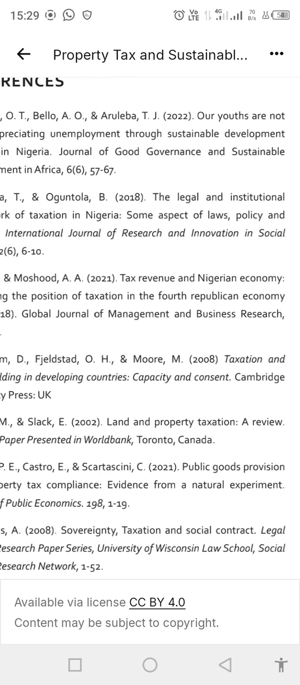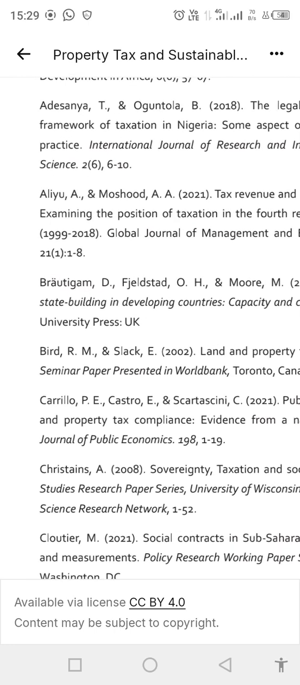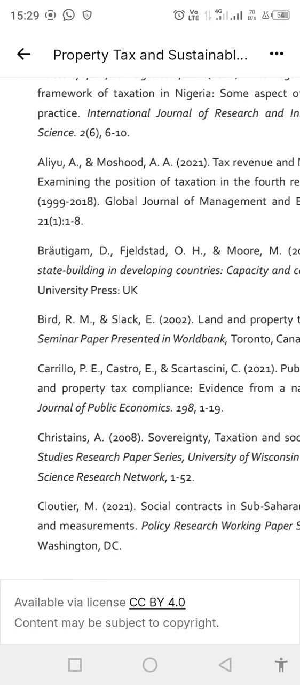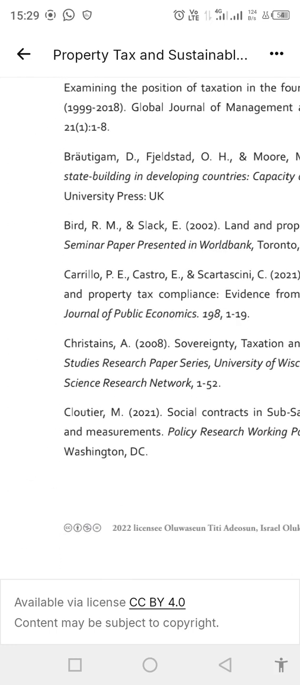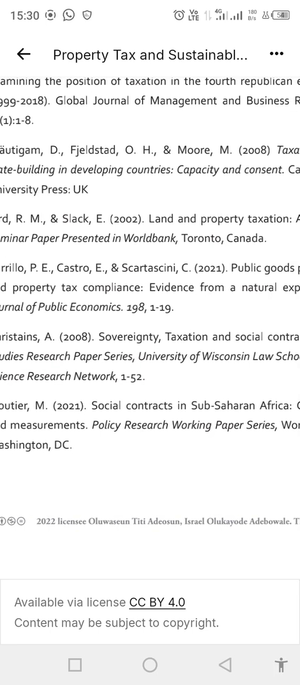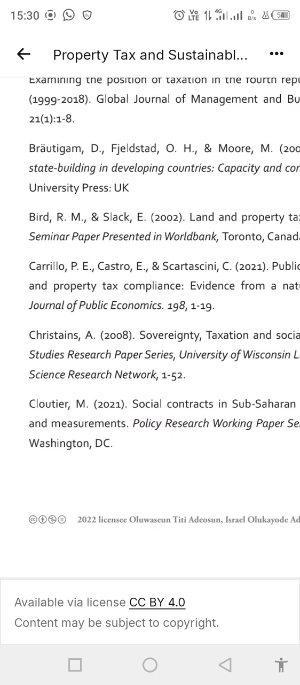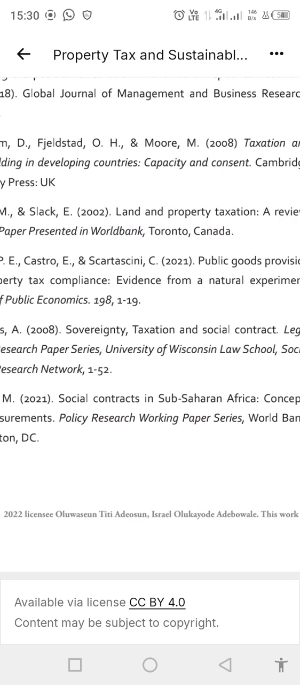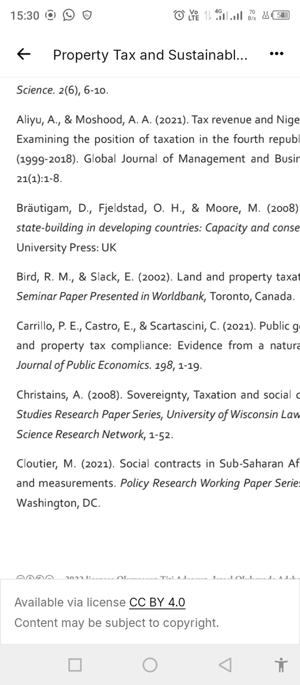Okay, like I said, I saw something, yes, referencing a textbook. Oh, I can't copy this. All right, let's look at this particular work, number 1, 2, 3, 4. Well, we have Brockingham, Fjeldstad, and more, 2008. Taxation and State Building in Developing Countries: Capacity and Context. This is in the form of a textbook, like a text.